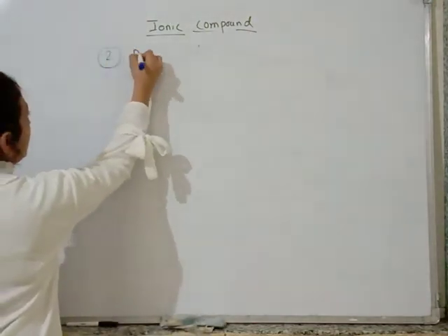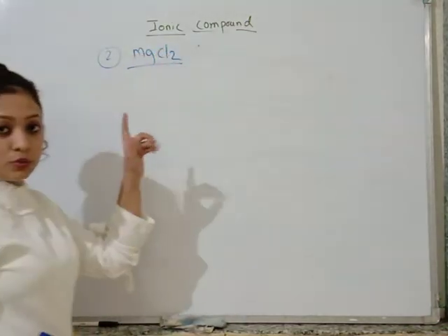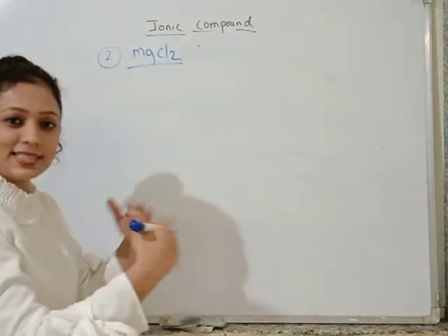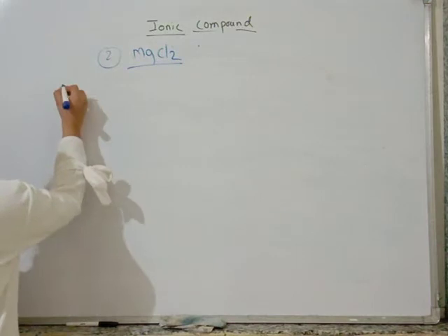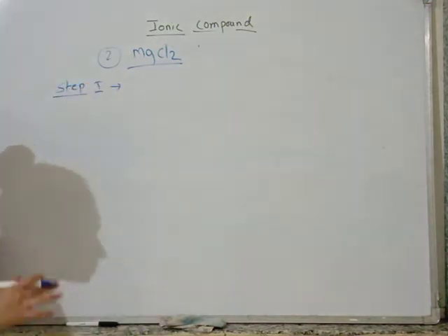So the second one is magnesium chloride. Now I am not going to write the name, I have directly written the symbol of that compound. Let's carry out the steps. You know very well now the step 1 is what? We will write about the metals.